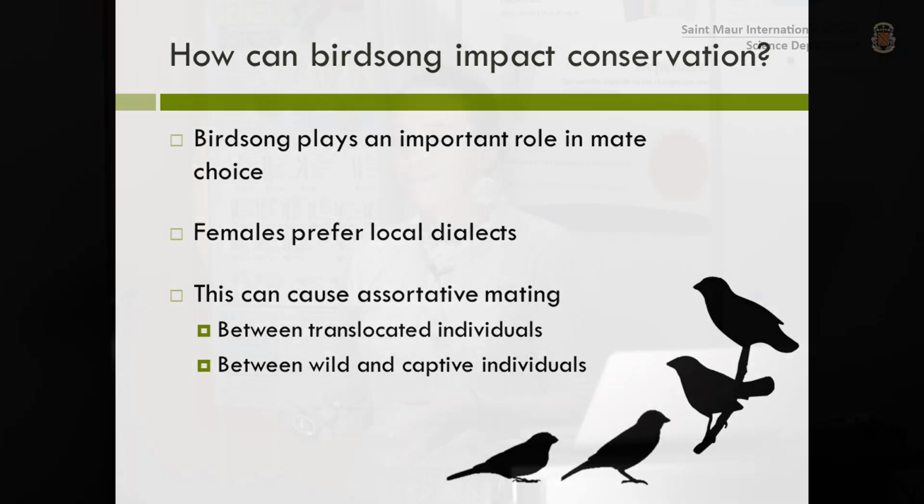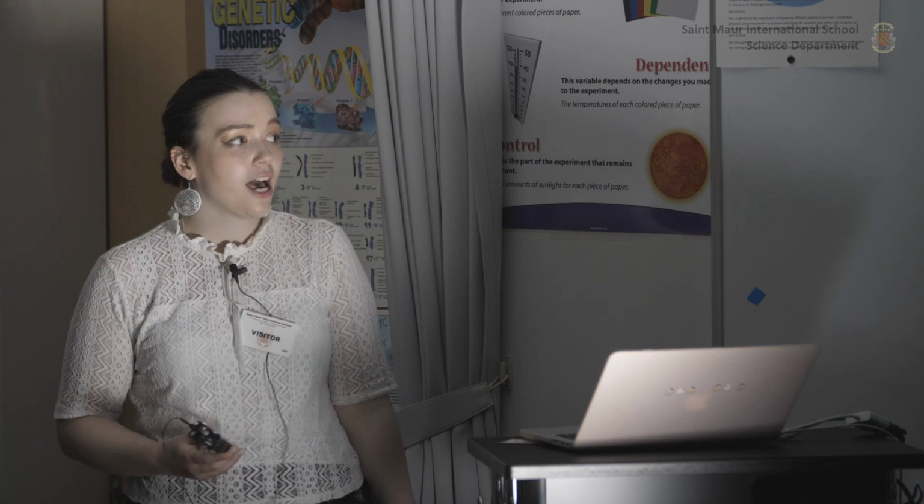And this can cause a real problem, because when we do conservation, one of our key aims is to maximize genetic diversity. So we would quite often take birds from lots of different populations and put them all together. Now you can see where the problem might arise. If we're getting all of these birds that all sing differently and we're putting them all together, they might not want to mate with each other because they don't like the songs. And actually this has been seen to happen.